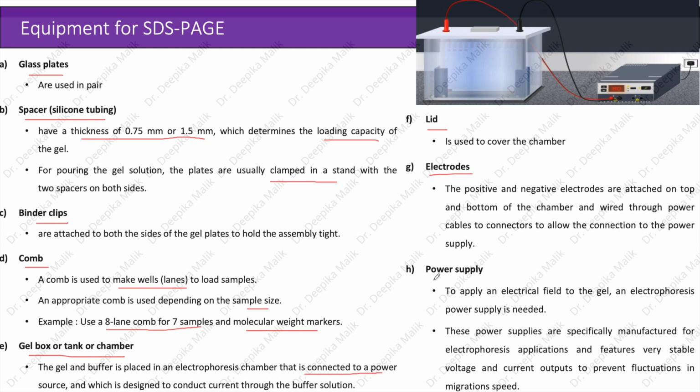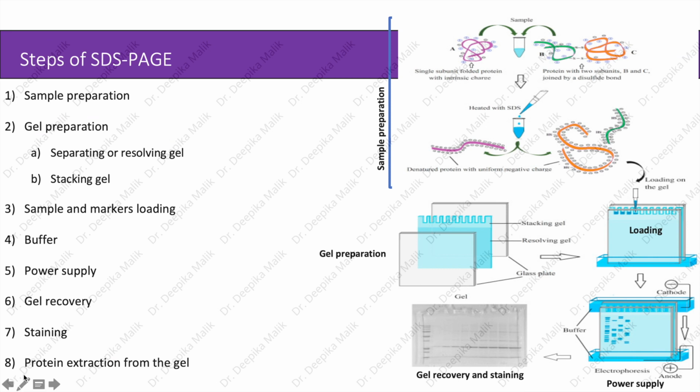To apply an electrical field to the gel, an electrophoresis power supply is needed. These power supplies are specifically manufactured for electrophoresis application and feature very stable voltage and current outputs to prevent fluctuation in migration speed. The next slide shows different steps of SDS-PAGE.